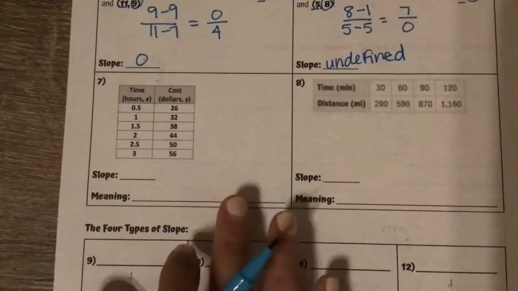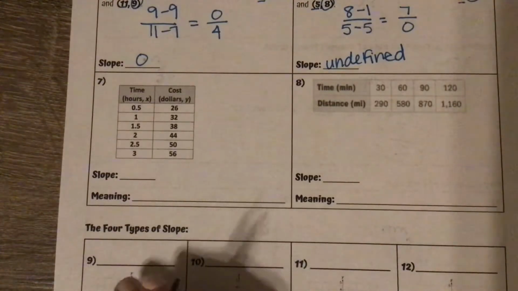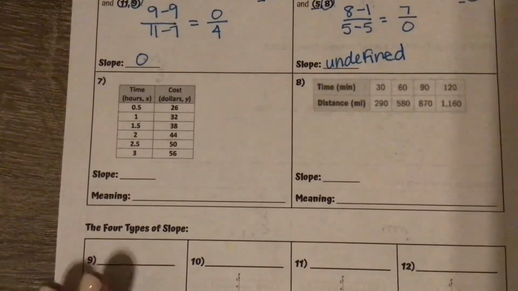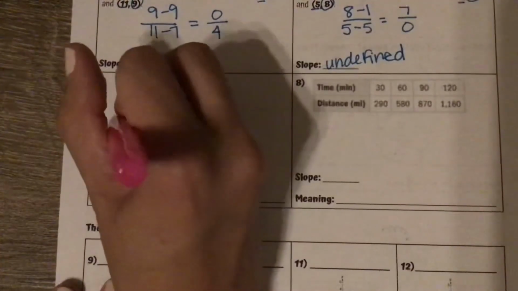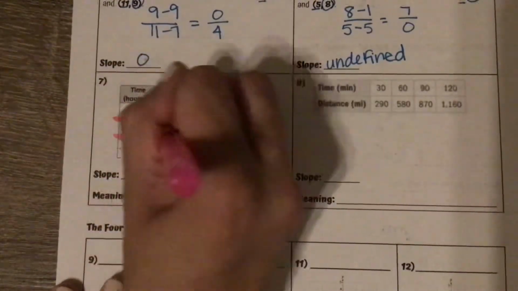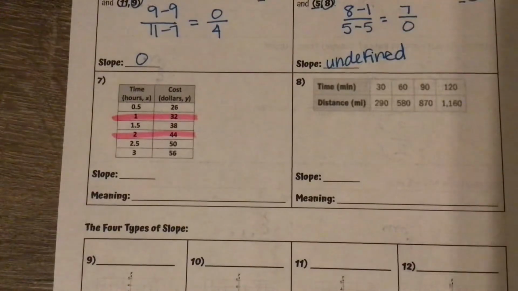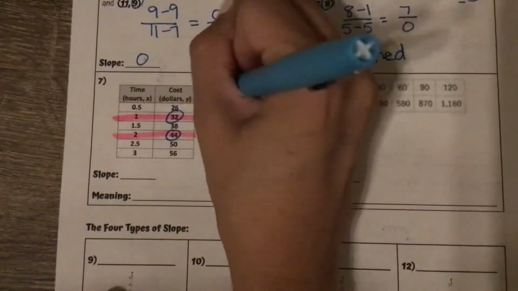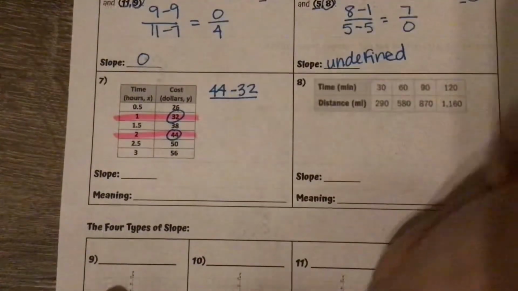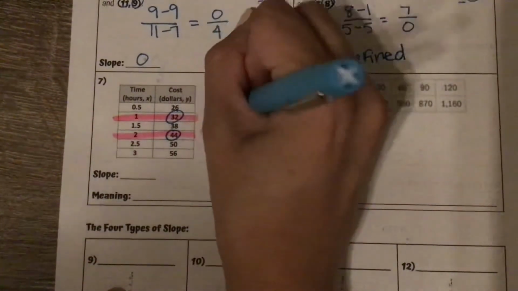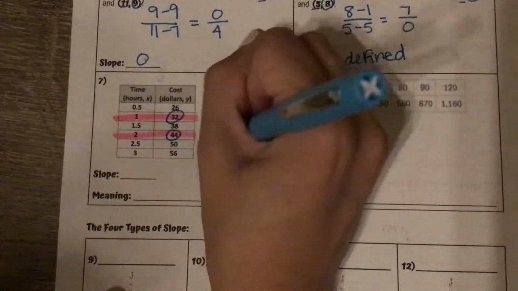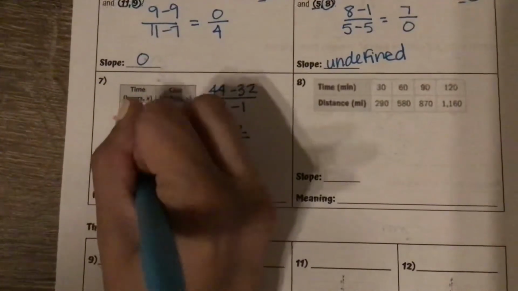Now let's look at it in the tables. It's the same setup that you would do for the points. We're just going to pick 2 from the table. Again, I like to pick clear points. I'm going to pick whole value points and low numbers because it's easier to work with. So I'm going to pick these 2. No decimals, and they're low numbers. Starting with our y's, I'm going to take my bigger y, so 44 minus 32, over corresponding x is 2 minus 1. When I subtract, I get 12 over 1 for our slope.